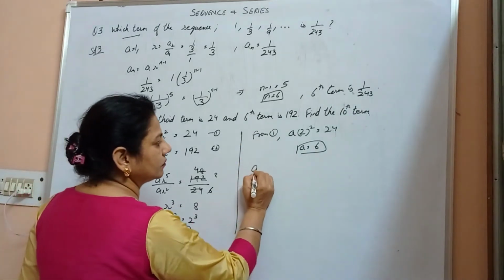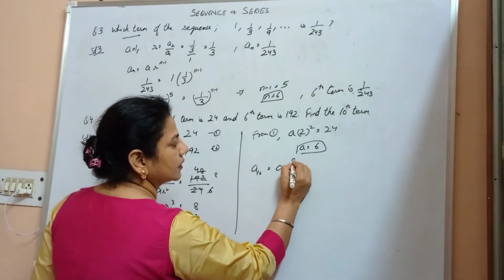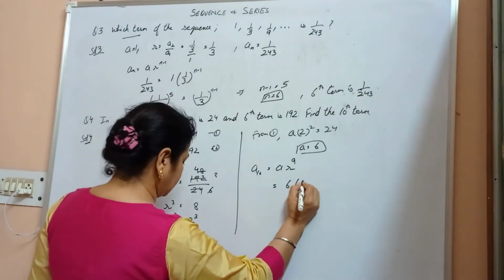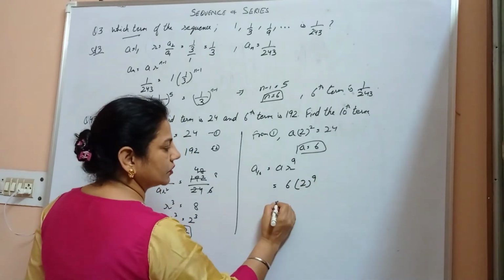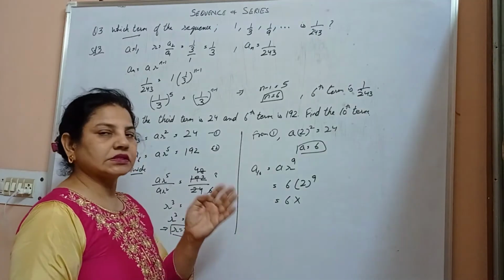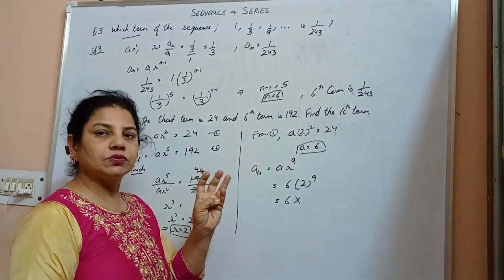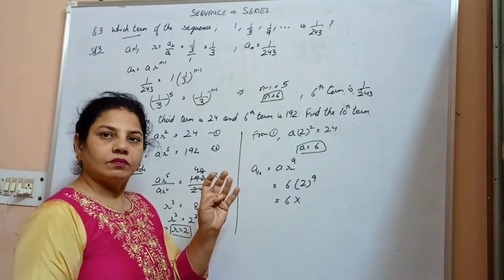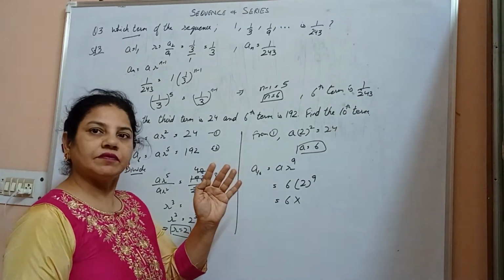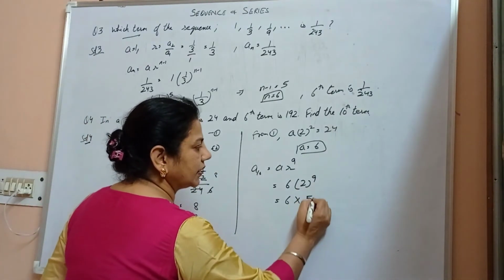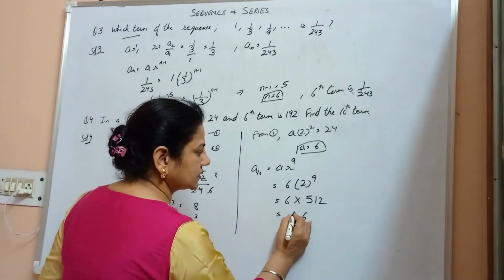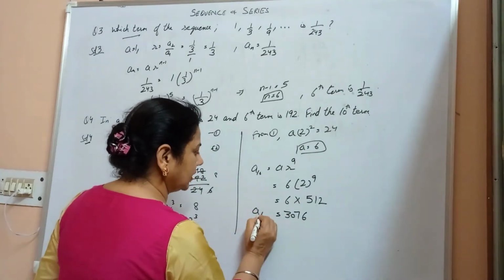To calculate the 10th term, I will write it here as AR to the power 9, which is equal to the first term 6 and common ratio is 2 to the power 9. So here we have 6 into 2: 2 4s are 8, 8 2s are 16, 16 2s are 32, 32 2s are 64, 64 2s are 128, 128 2s are 256, 256 2s are 512. So I get 2 to the power 9 as 512. Again multiply it by 6. I get it as 3072.